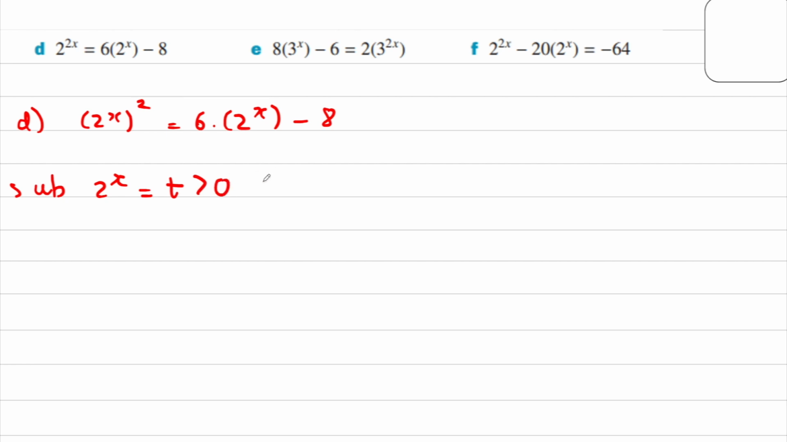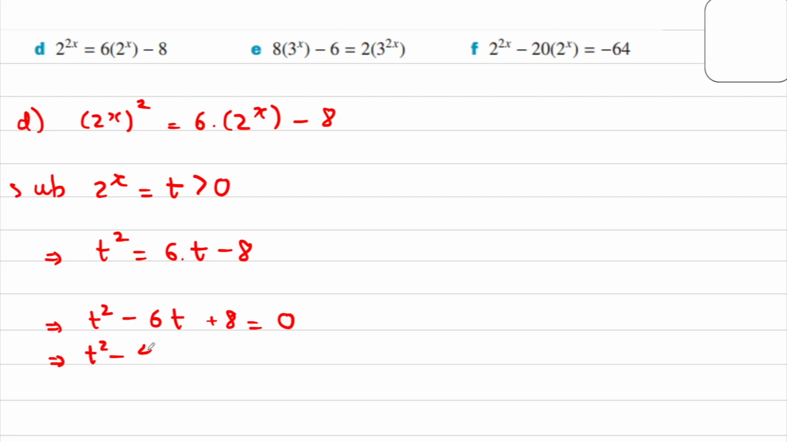The condition is that t has to be greater than 0. The left hand side will be t squared, the right hand side 6 times t minus 8. Convert this to quadratic form. Transposing the right hand side to the left hand side, you got t squared minus 6t plus 8 equal to 0.